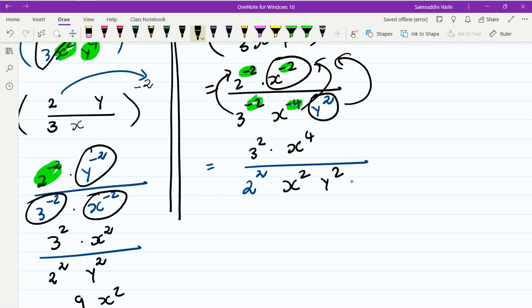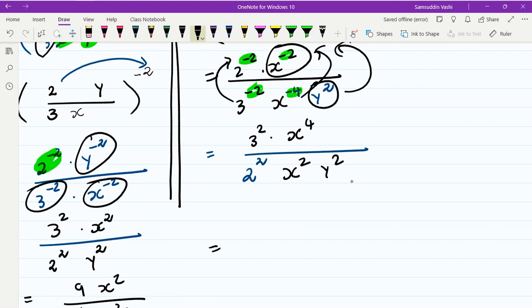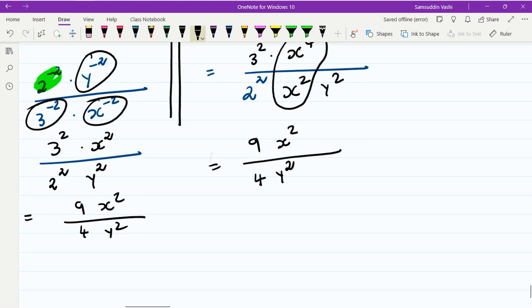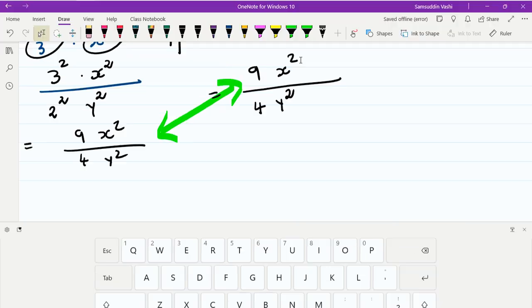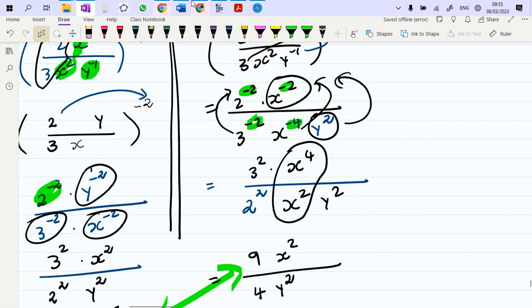Okay. Now I can work with numbers. What are my numbers? Numerator? 9. 3 squared is 9. Denominator? 4. I will work with x to the power of 2, numerator. Y to the power of 2, denominator. Check. Do we have the same answer? Okay, so it is up to you which method you follow. Okay. Fine. Any question? No. All right.